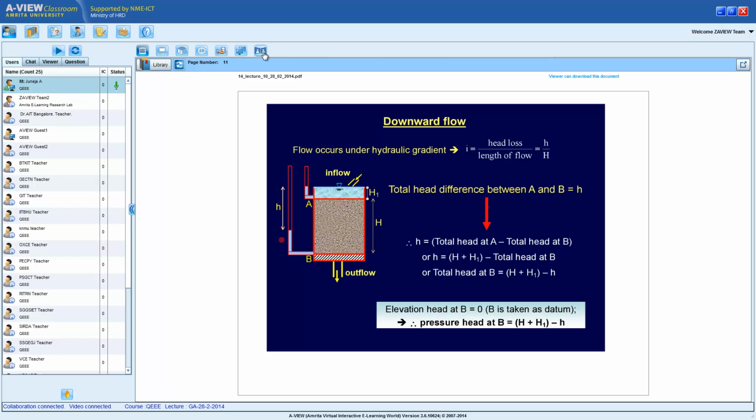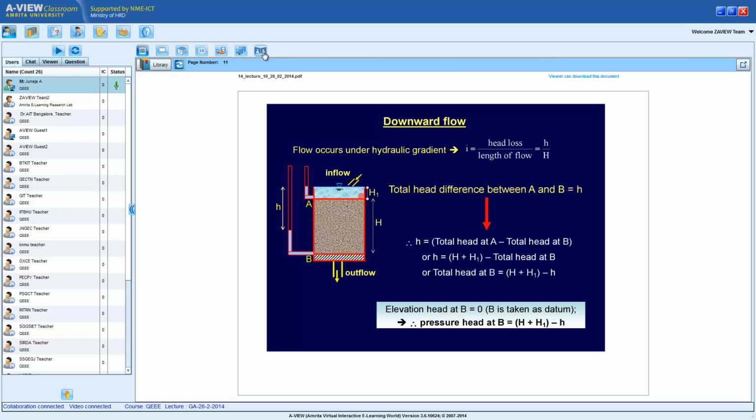In this cartoon, it's shown by small h. That is the head difference between the two. So obviously, the total head difference between A and B, which causes flow, is small h in this figure. If I want to write this in detail, small h is the head loss or the total head difference between the points A and B. It is the head loss between A and B. In other words, small h equals the total head at A minus the total head at B.